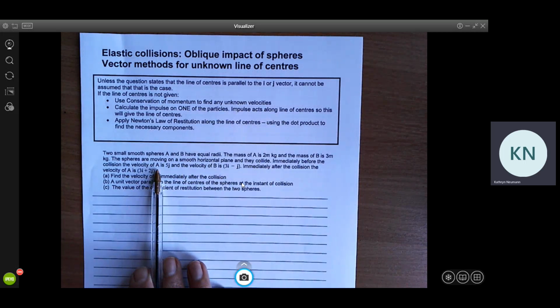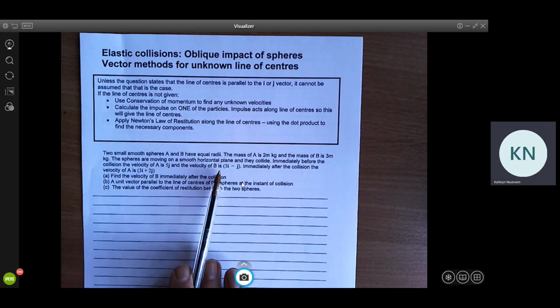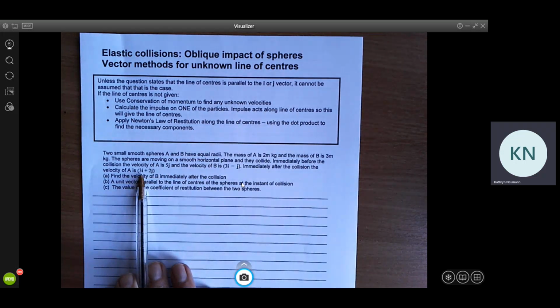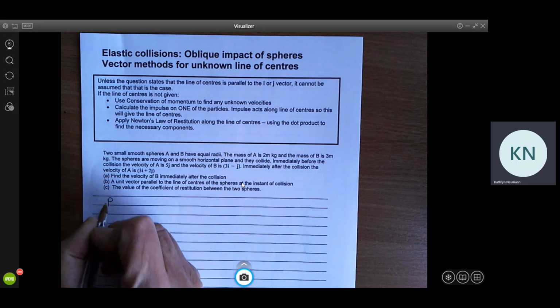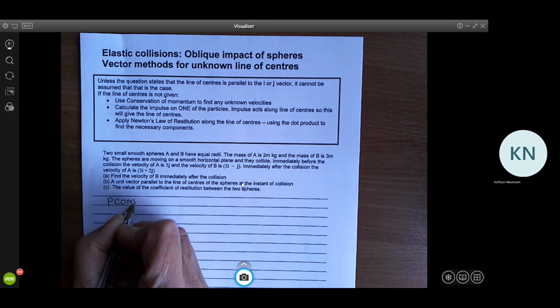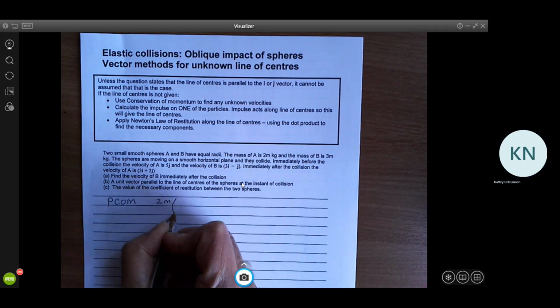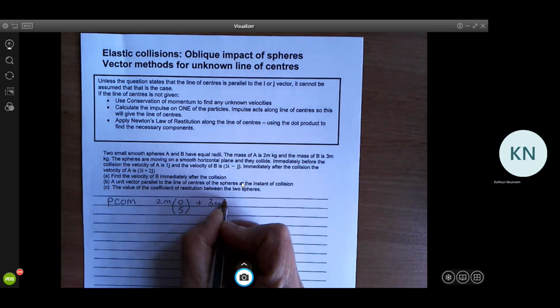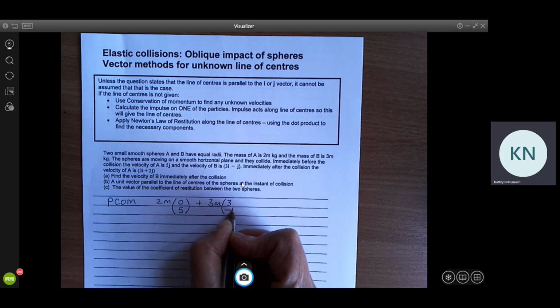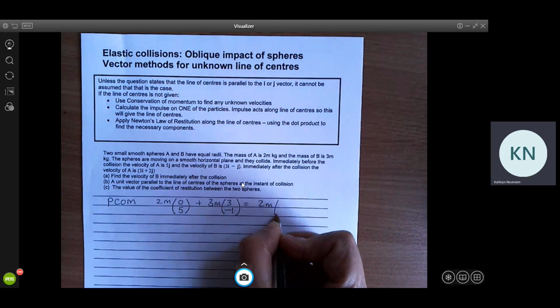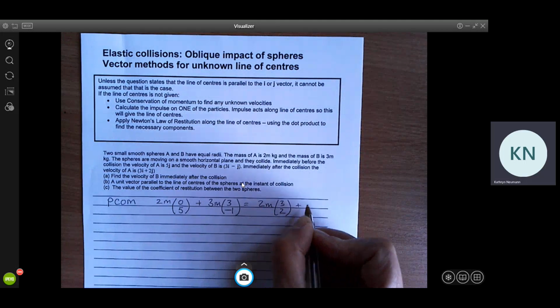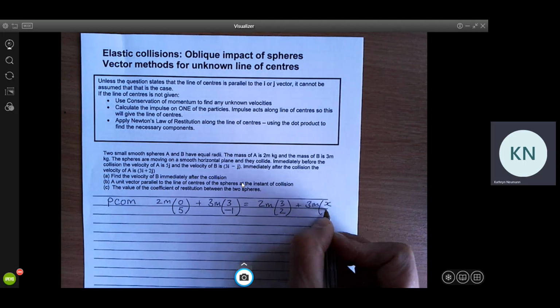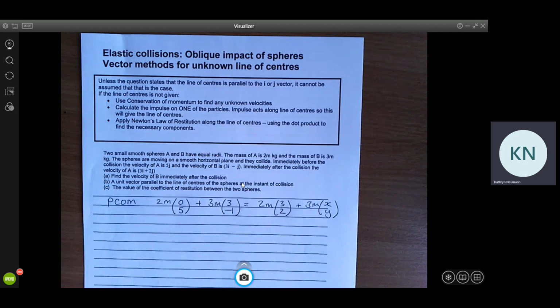We've got the velocity of A before and the velocity of B before, and afterwards we've got another velocity there. So momentum is conserved. So we're going to use the principle of conservation of momentum. I've got 2m multiplied by (0.5, 3) plus 3m multiplied by (3, -1) is 2m multiplied by (3, 2) plus 3m multiplied by (x, y). So I've just used the principle of conservation of momentum to write an equation.